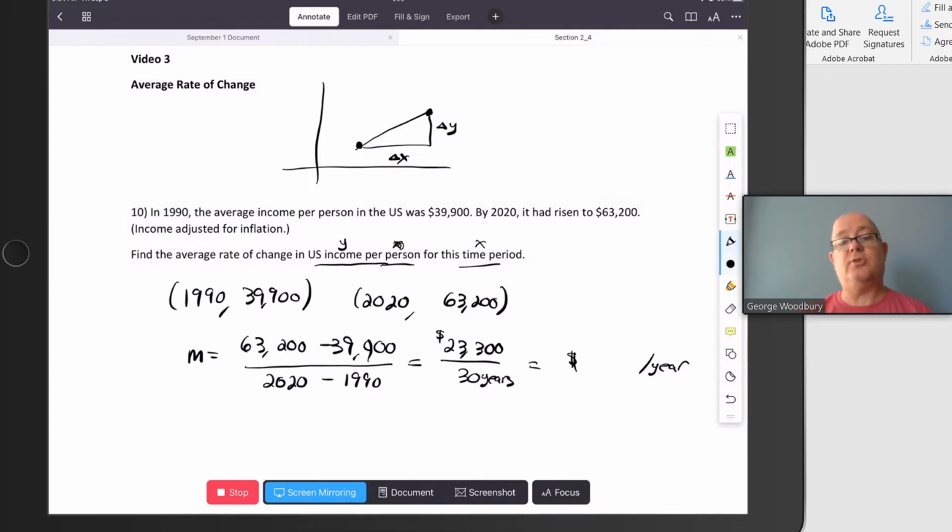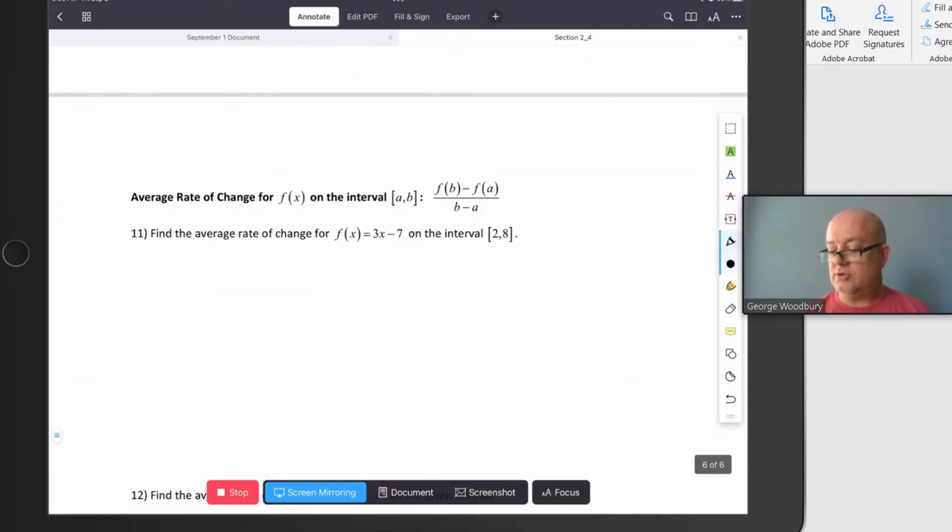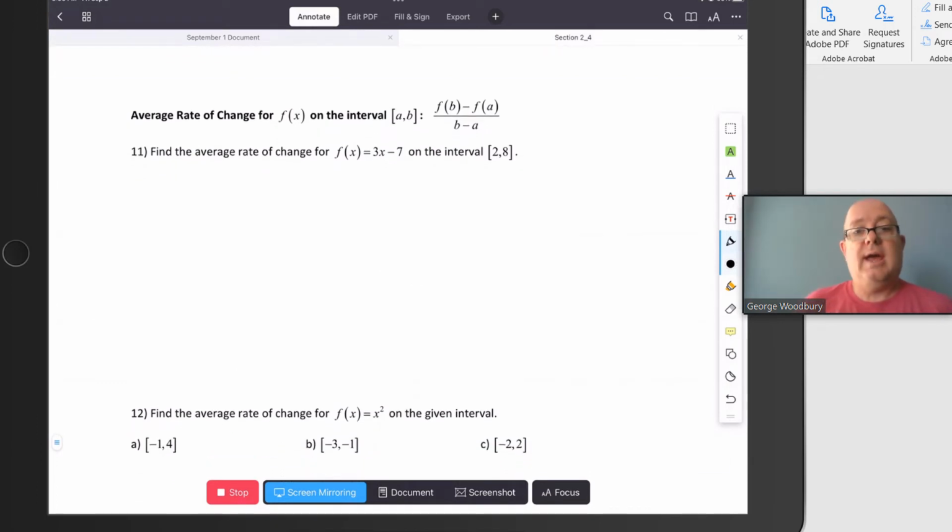So I go to the calculator and I divide 23,300 by 30, and I want to go to two decimal places here because we're talking about money. So dollars and cents, two places for cents makes sense. So here it was 766.66666. That's going to round to $766.67 per year. So on average, in total, income went up by 23,300, but if we're trying to get that on an average per year basis, we divide by 30 years, $766.67.